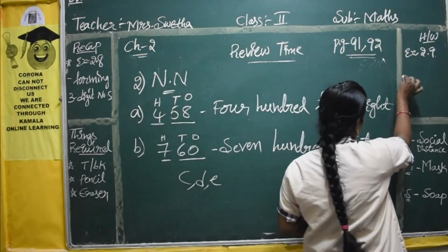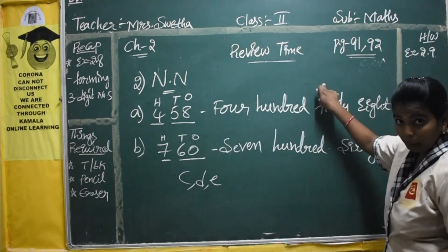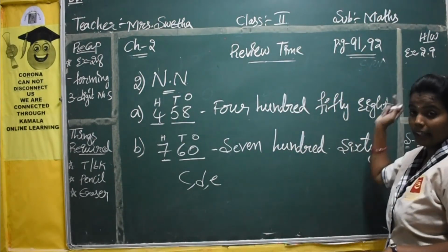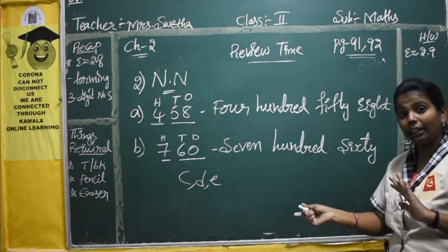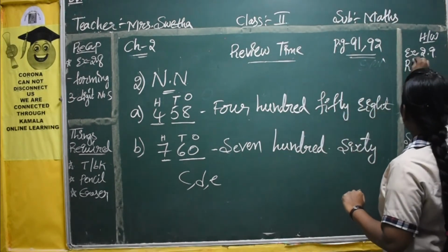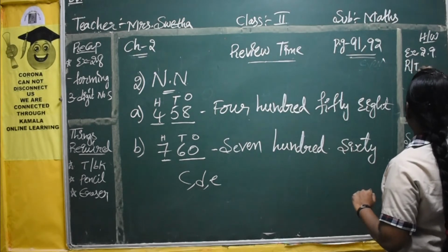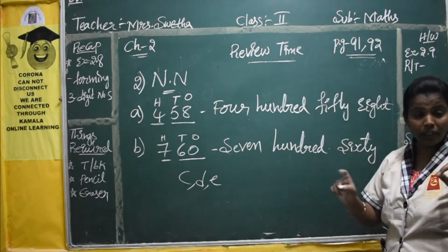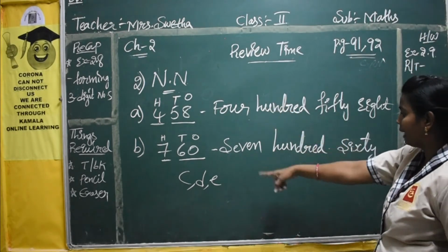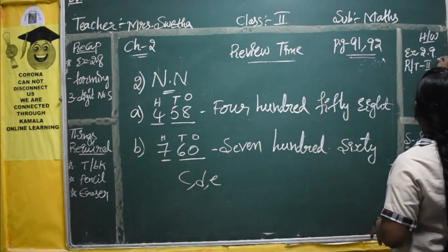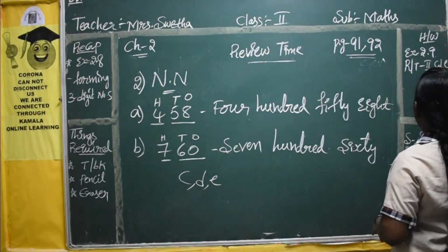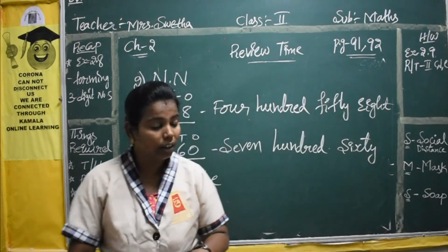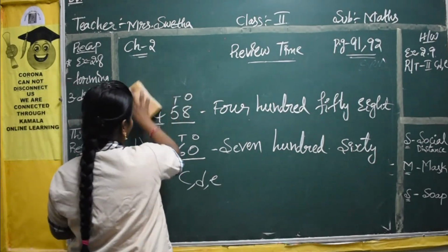Okay, here I am writing. Today's homework will be in exercise number 2.9. You have to identify odd numbers and even numbers, and in review time also. In review time, in the first bit we have completed both. So in the second bit, you have to do C, D, E as your homework. Okay. Now we will move on to the third bit.